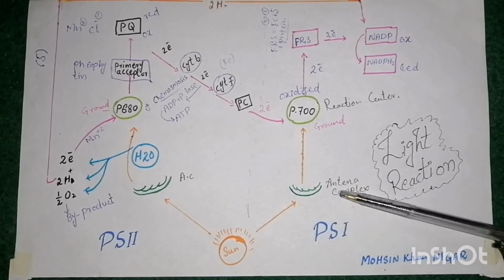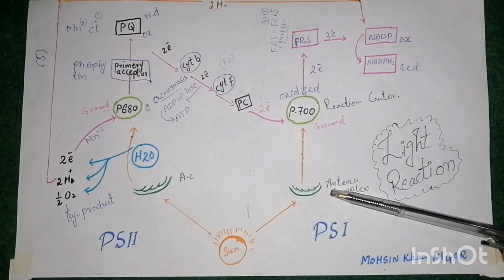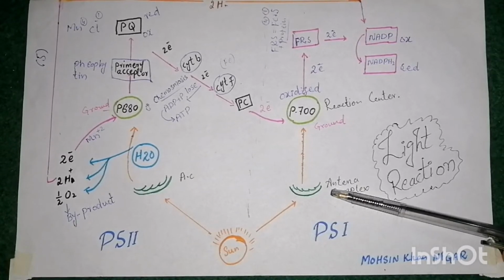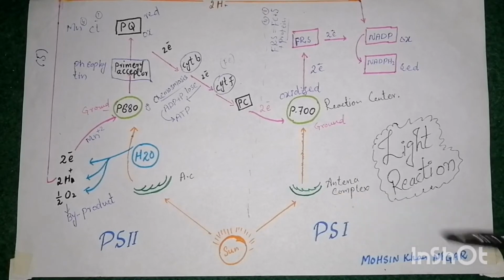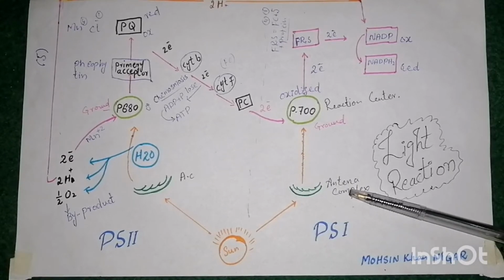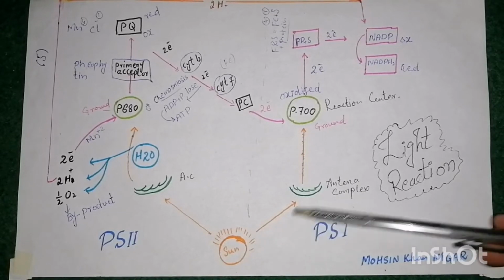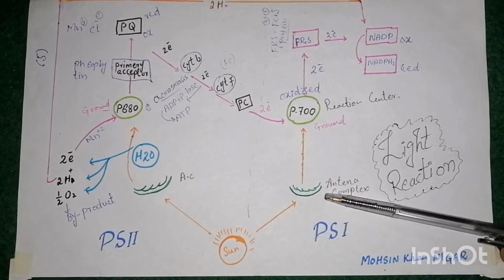So what is the antenna complex? It is composed of various pigments, for example chlorophyll A, B, carotenoid, protein, and various enzymes. The function of the antenna complex, first, is that it receives sunlight. You can see here the sunlight strikes the antenna complex.